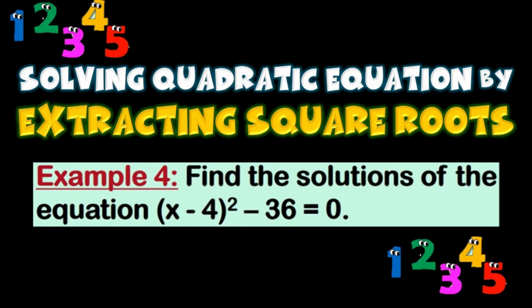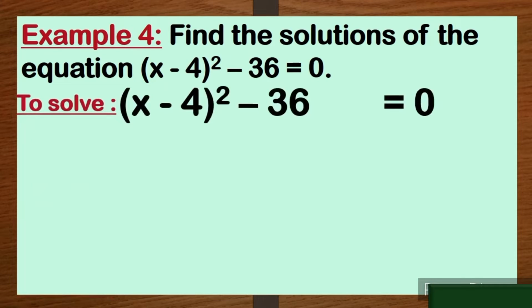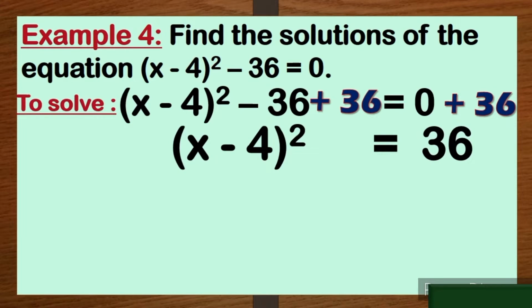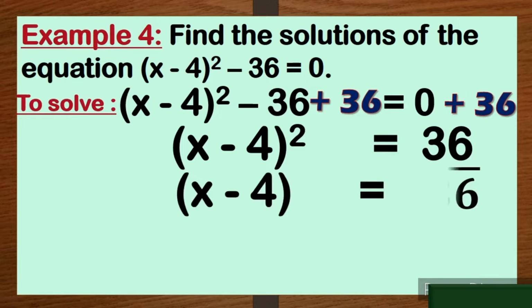Find the solutions of the quadratic equation (x − 4)² − 36 = 0. To solve, we're going to add 36 to both sides. So negative 36 plus 36 is 0, then 0 plus 36 is 36. Therefore, we have (x − 4)² = 36.